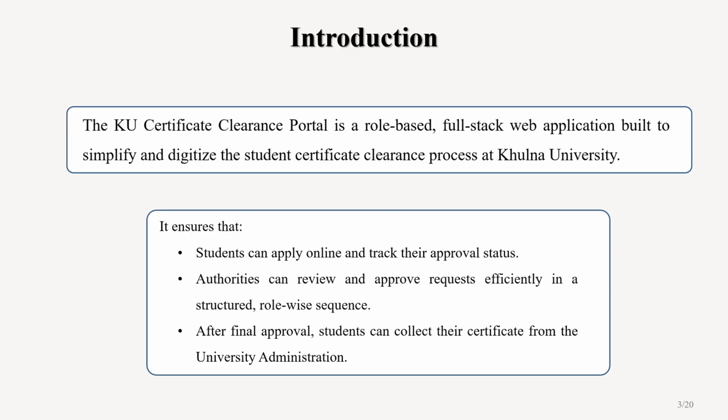Introduction. So, what is the KU Certificate Clearance Portal? It is a role-based web application that simplifies and digitizes the student clearance process at Khulna University. Students can submit their clearance application online and check the status easily. At the same time, different authorities like Librarian, Hall Provost, Head, and DSA can review and approve requests step by step. Once the final approval is done, students can collect their certificate from the university administration.